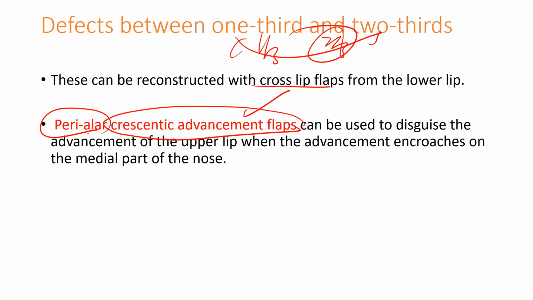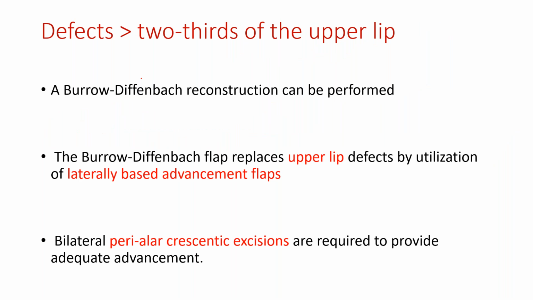They are called cross lip flaps from the lower lip. So if the lower lip is involved, you take from the upper lip. If the upper lip is involved, you take from the lower lip. This is how you give help to the lips. So this is the advancement. What is that? Perialar crescentic advancement flaps are there.